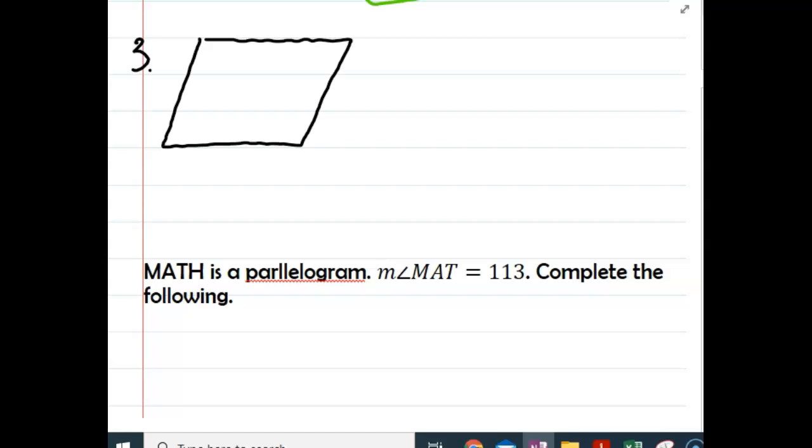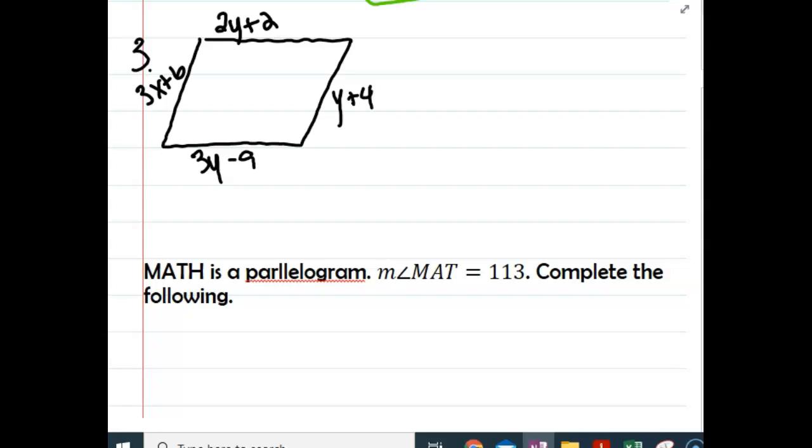Or I guess we don't know it's a parallelogram yet. We're trying to prove that it's a parallelogram. Now this time we're going to say the top is 2y plus 2. The right side is y plus 4. The bottom is 3y minus 9. And the left is 3x plus 6.